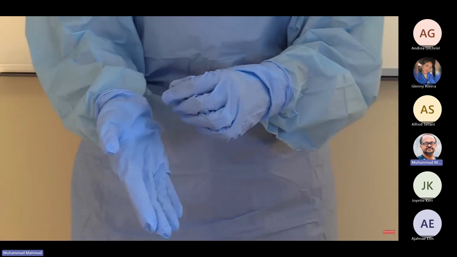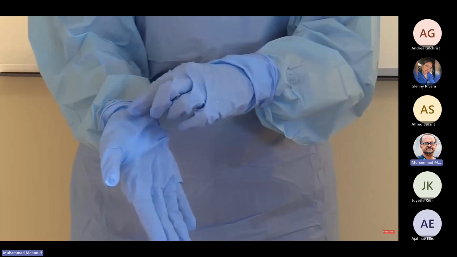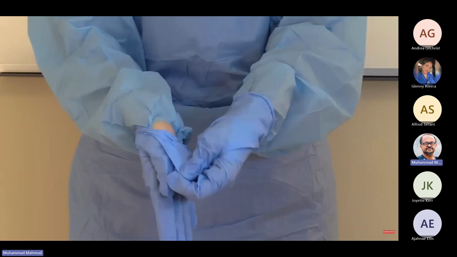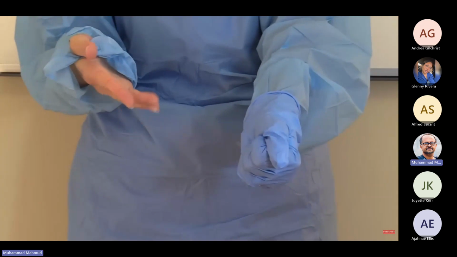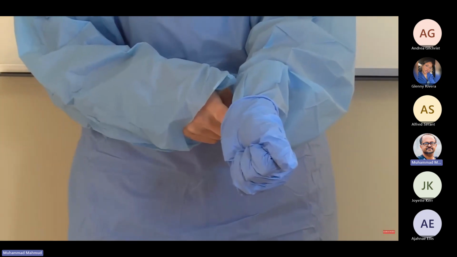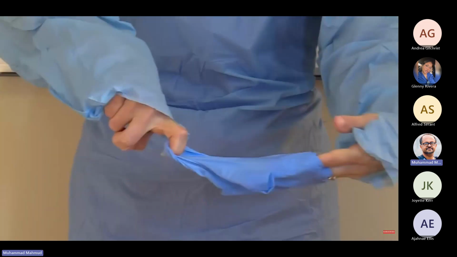First, you will remove the gloves, and by doing that, you will take one hand and you will pinch the cuff of the other glove. Then you will just peel it away and grab that glove in that gloved hand, and then take your finger underneath the glove, because remember the inside of the gloves are clean, and just peel it off and then discard.